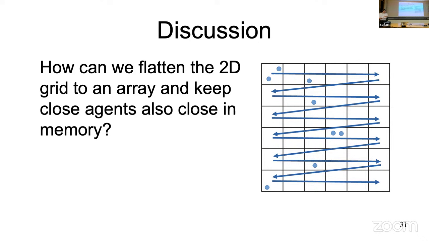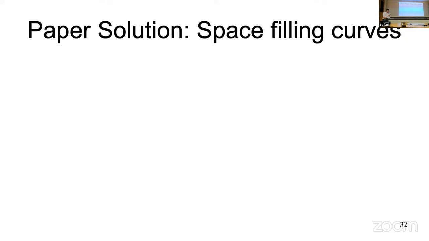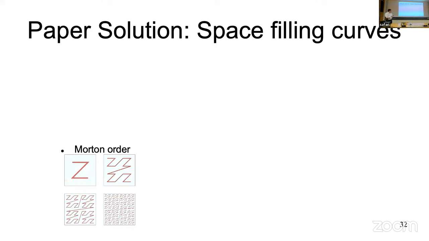I guess no one has an idea, then I will just go on. The solution from the paper is to use space filling curves. These are types of fractals that fill space. On the bottom left, we can see Morton order. That's basically a set pattern. And on the right, we can see how a Hilbert curve works.